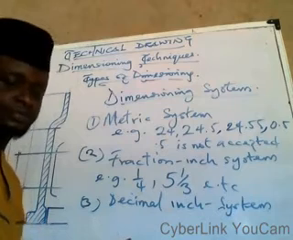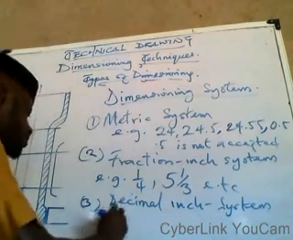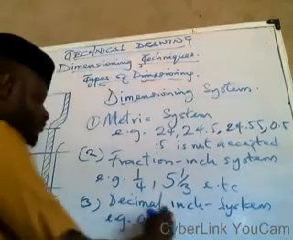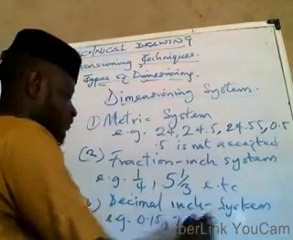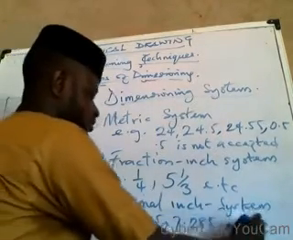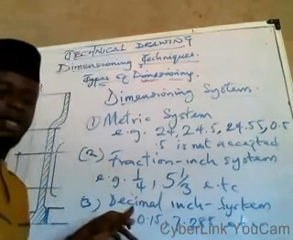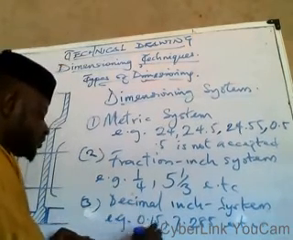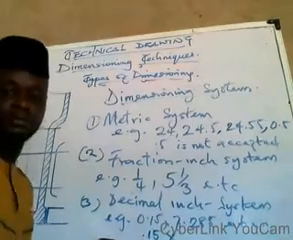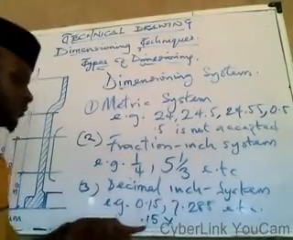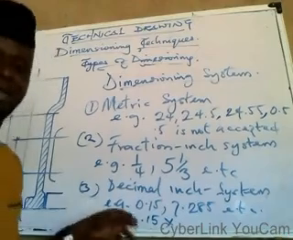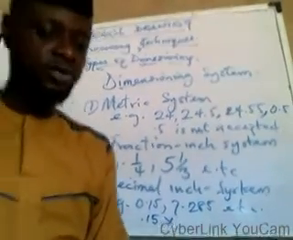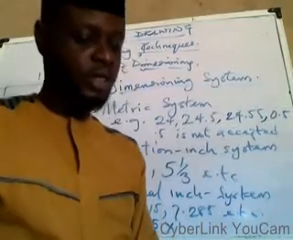Decimal inch system. An example of this one is inch 0.15. We have 7.285, etc. But under the decimal inch system, 0.15 is not accepted. The 0 must be at the back. So you must take note of that when you are doing your dimensioning system.